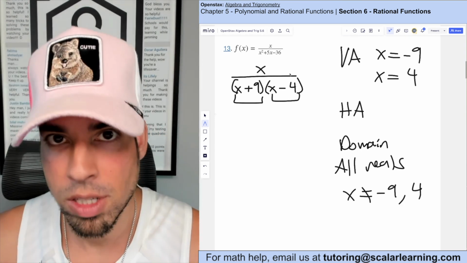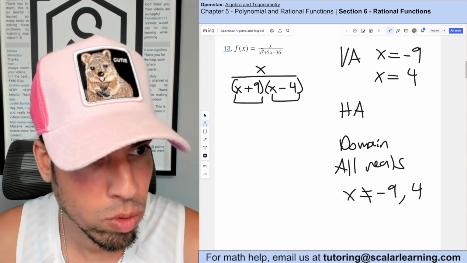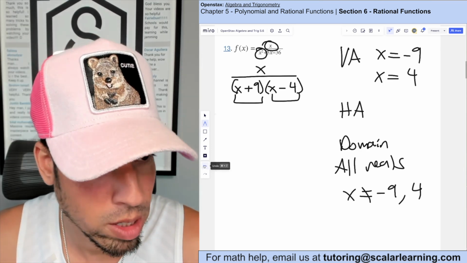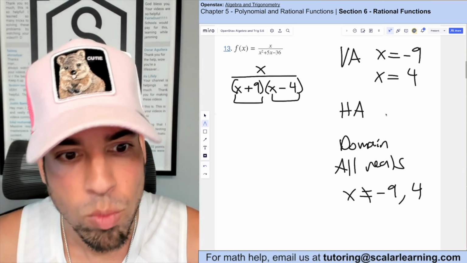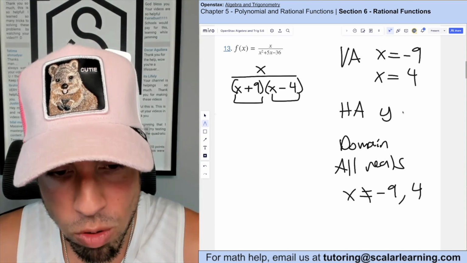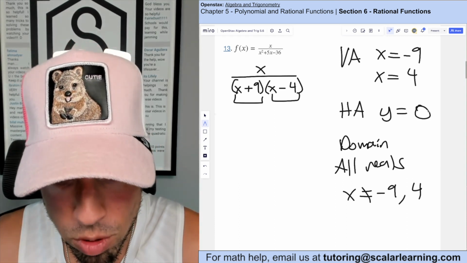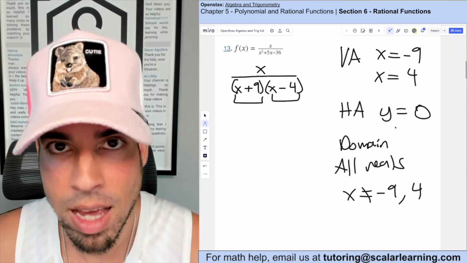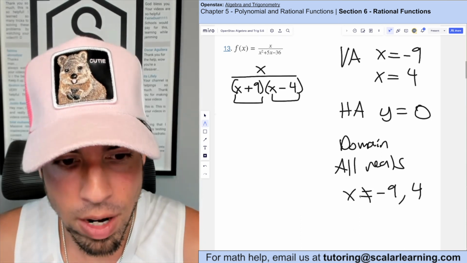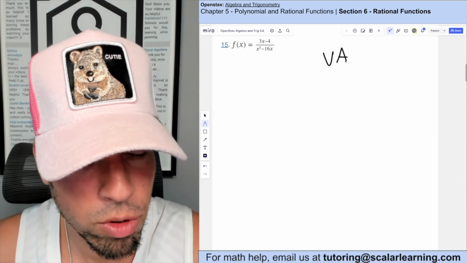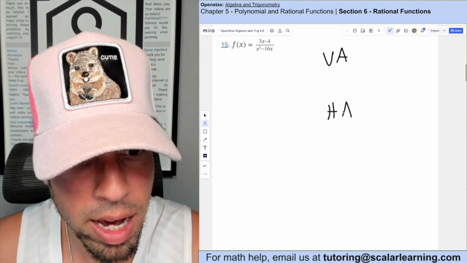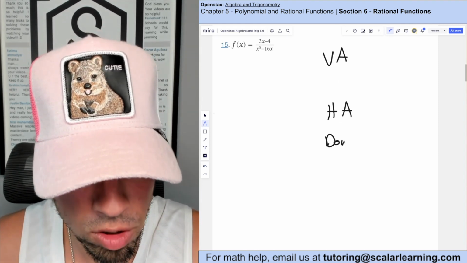Now we get to the horizontal asymptote. As long as the degree on the bottom is bigger than the degree on the top, which it is here, we know that the horizontal asymptote is by default in that situation y equals 0, aka the x-axis. So there are your answers. Boom, done. So for this one, we're meant to find the vertical asymptotes, the horizontal asymptotes, and then the domain.